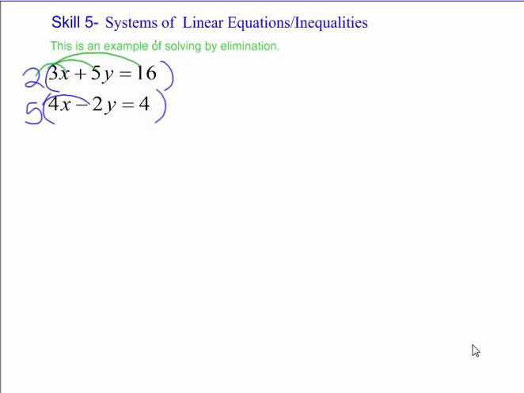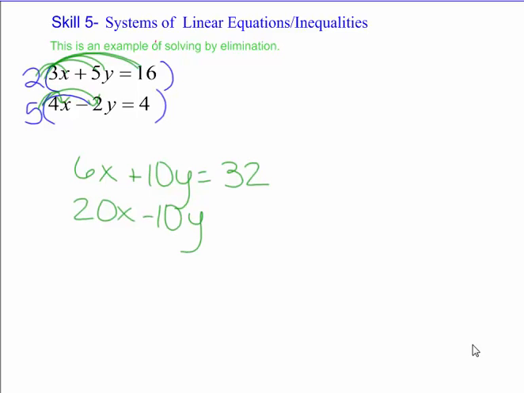So 2 times 3x gets me the 6x, and 2 times positive 5y gets me positive 10y. And don't forget, all the way across, 2 times the 16 is 32. Okay. To get the second new equation, I'm going to distribute that 5. 5 times 4x is 20x. 5 times negative 2y is negative 10y, and 5 times 4 makes 20.